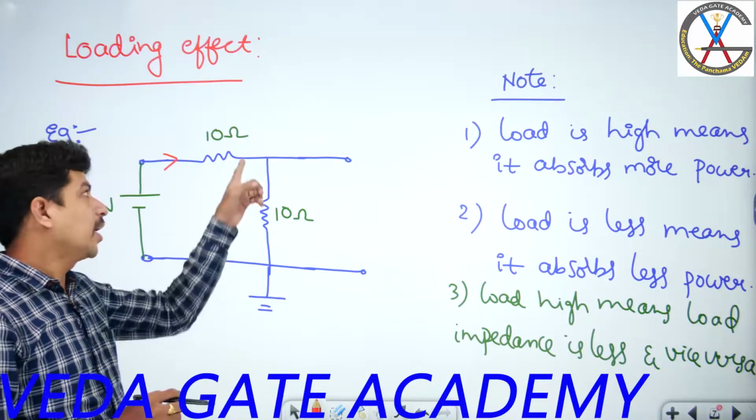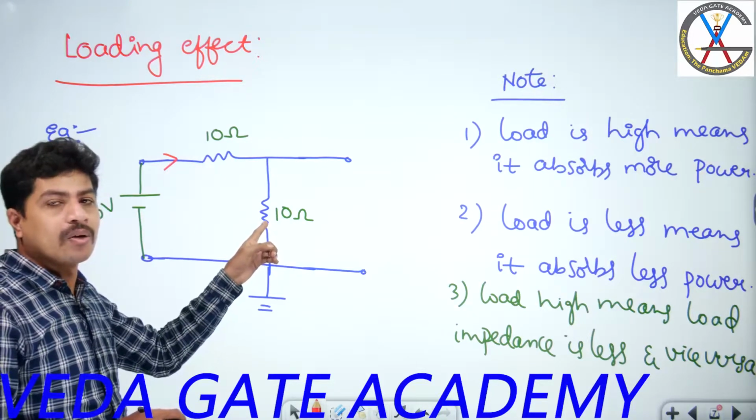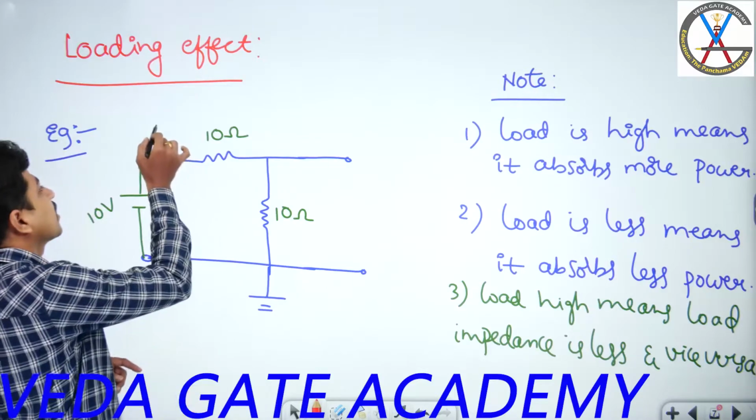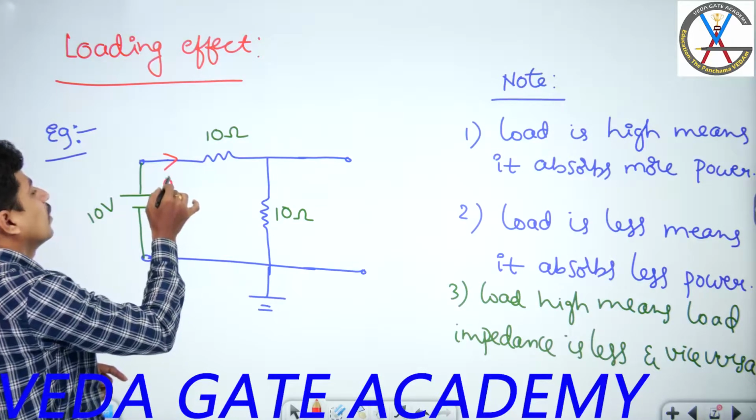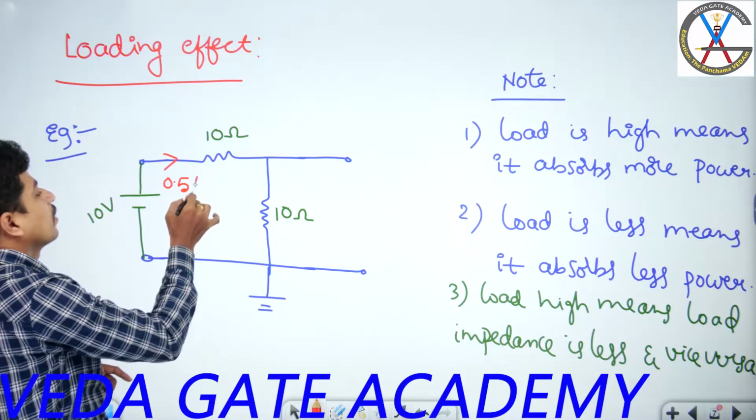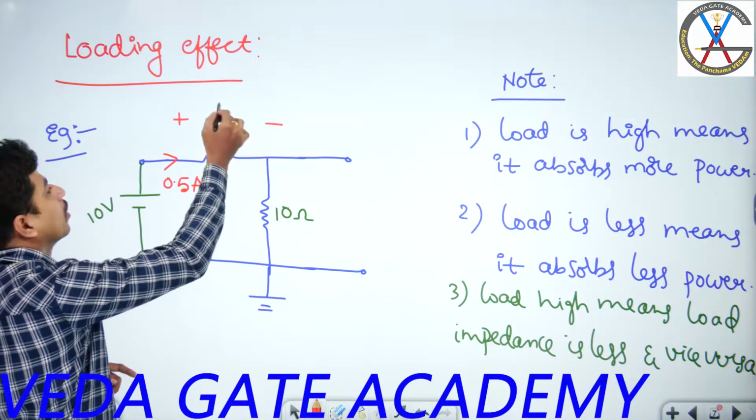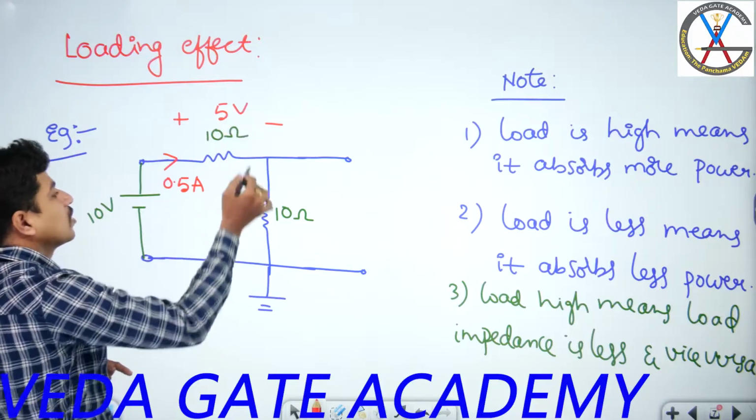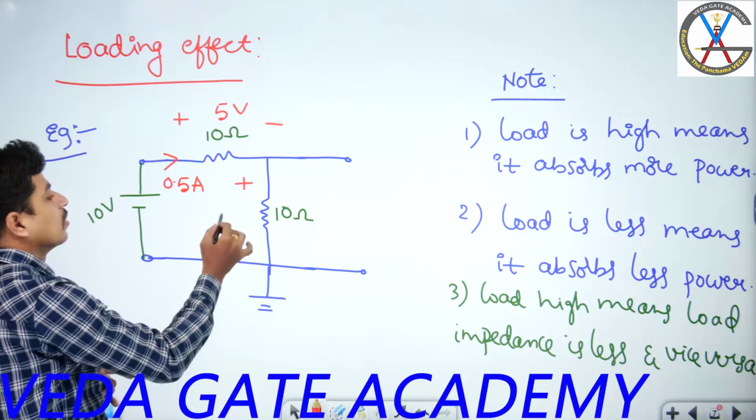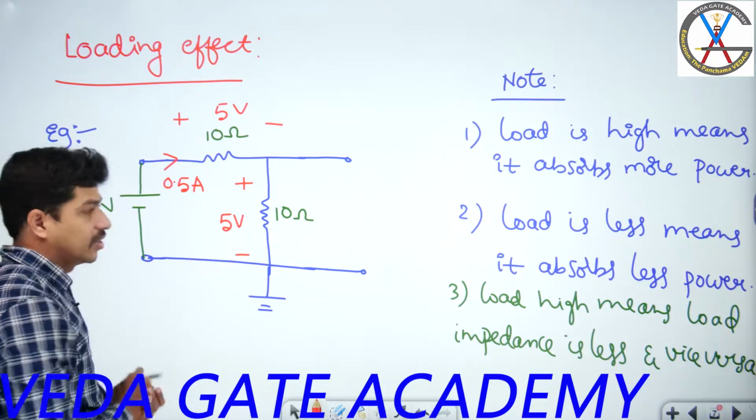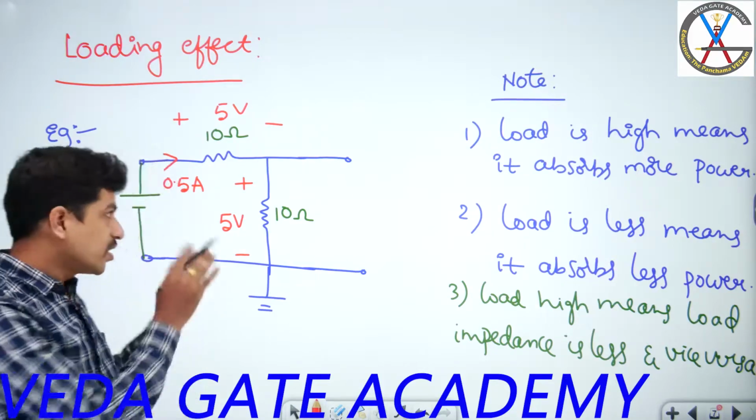10 in series with 10, 20. 10 by 20. How much is the current that is flowing? 0.5 amperes. What is the voltage that is dropped across this one? 5 volts. What is the voltage that is dropped across this one? 5 volts. Yes. Now, this is the circuit.